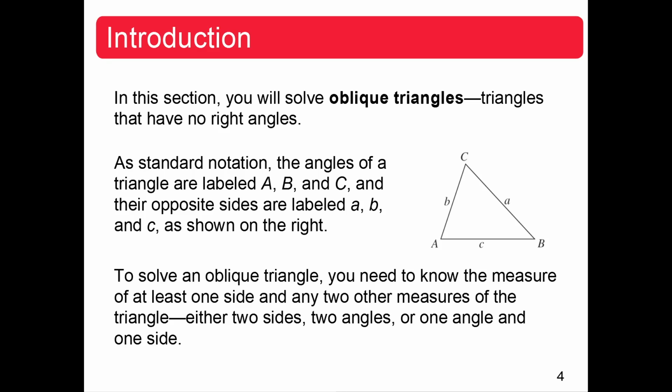We need to know at least one side and then any two other measures. We could know two sides, which would give us quite a bit of information. We could know two angles in addition to the side, which actually gives us more because of some ideas we'll talk about in a moment. Or we could know one angle and one side, and that one can lead us into a little bit of difficulty depending upon which angle it is that we know. But the idea here is that these are the basic parameters for what we need in order to be able to solve an oblique triangle in the first place.